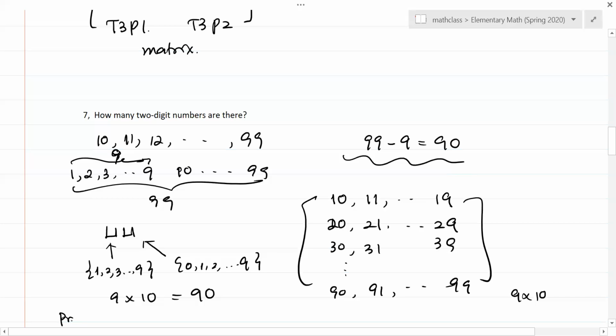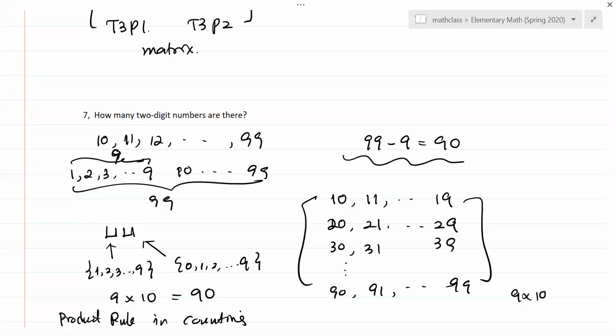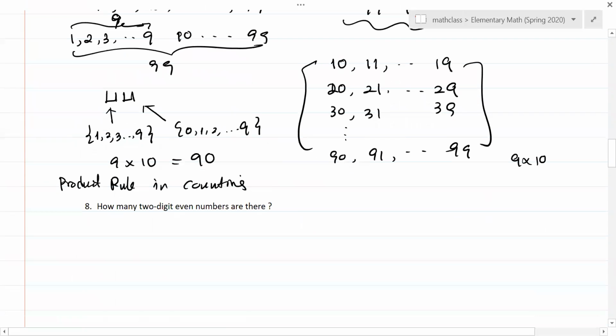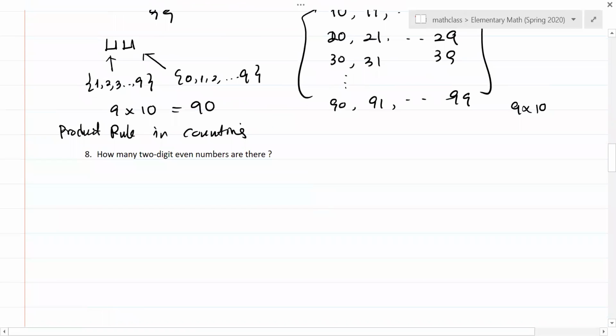I'm going to write down the product rule in counting. Just product: step 1, step 2. For each step you figure out how many options, then multiply them out. All right, so let's take a look at the next one. How many two-digit even numbers are there?